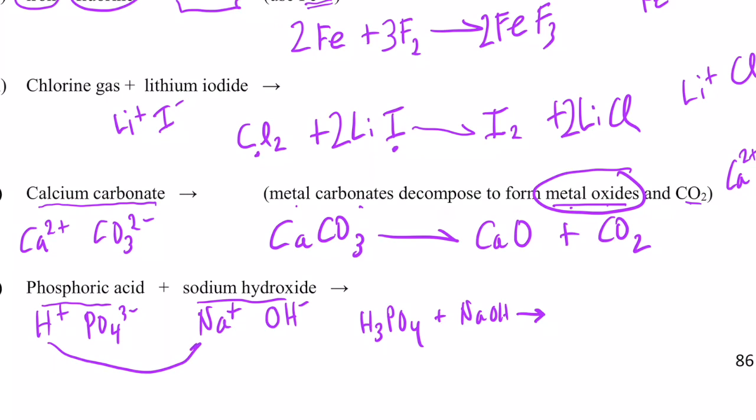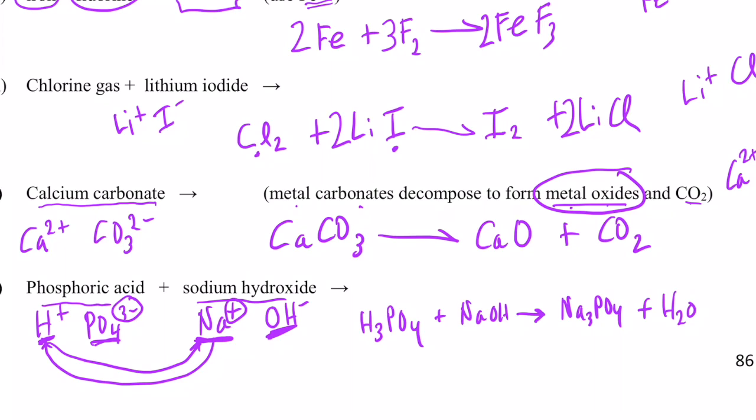So the H plus and the Na will both switch positions. So Na plus will get together with PO4 3 negative. So we're going to make Na3PO4. So you only need 3 of those positives to balance out that 3 negative. And let's see, H will get together with OH. And HOH we usually write as H2O, don't we?